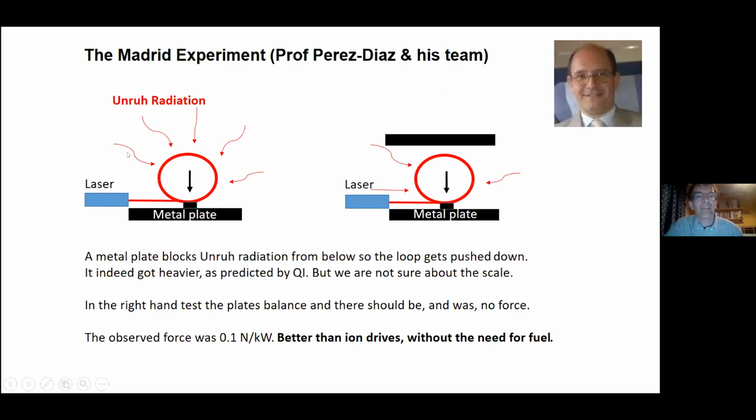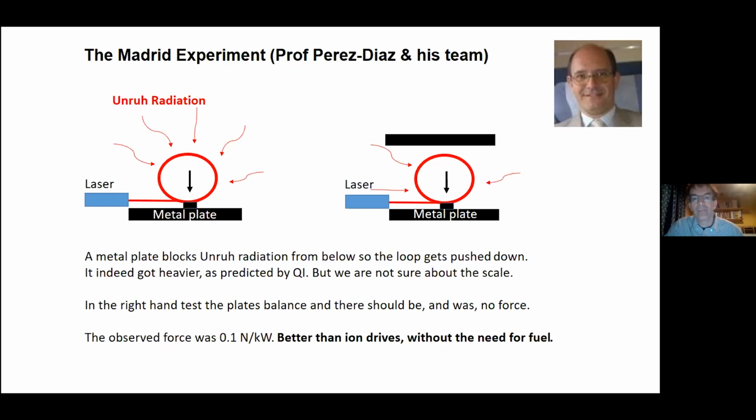The idea here is that Unruh radiation will hit the structure from all directions except from the one where the metal plate is, and it should gain weight. And indeed, it did seem to gain weight by the expected amount in the results from last year. They then put a plate on the other side to make it symmetric, and the thrust disappeared.